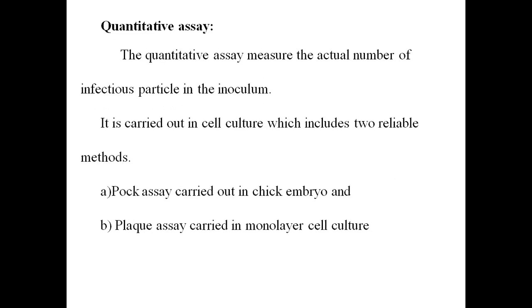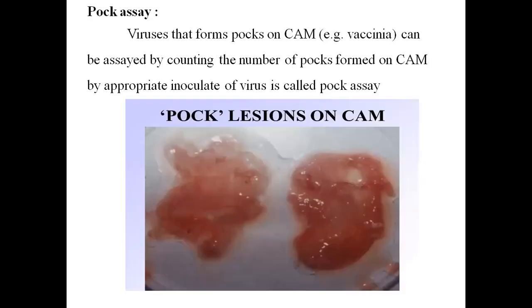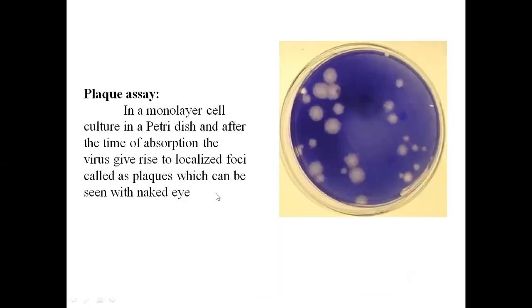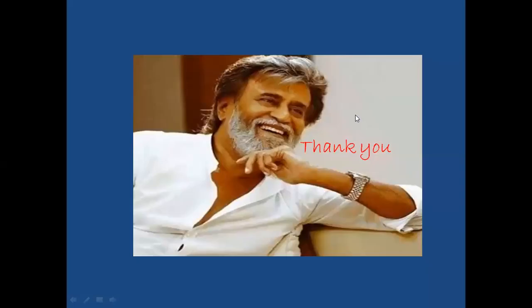Whereas in the quantitative assay, there are two parameters. One is the pock assay and the other is the plaque assay. These assays measure the actual number of viruses. In the pock assay, the viruses produce pocks on the chorioallantoic membrane. In the case of plaque, it is the monolayer culture in a petri dish after the time of adsorption, producing foci like plaques. So this is the plaque assay. That's all about viral cultivation and viral growth.